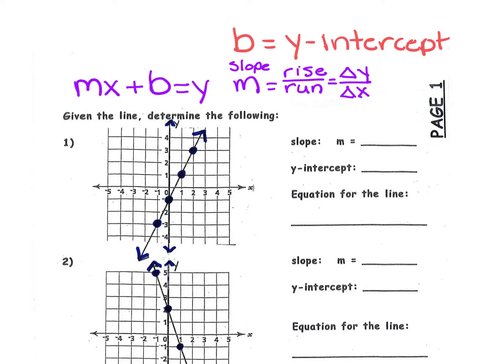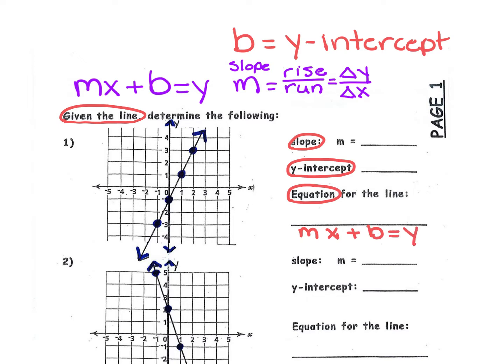Welcome to page 1 of your packet. In this particular packet, we are going to be given the graph of a line, and we have to identify the slope, the m value, the y-intercept, the b value, and then we have to put it all together to write an equation. Our equation will take the form mx plus b equals y.